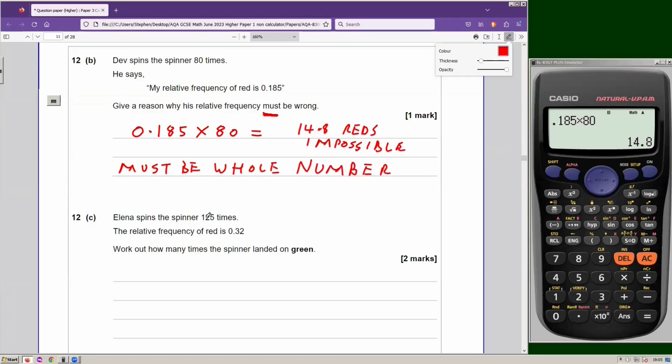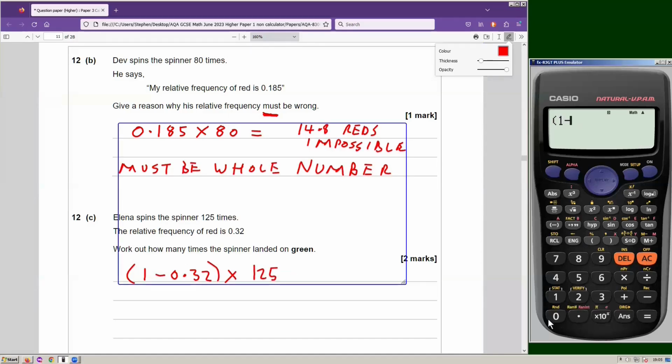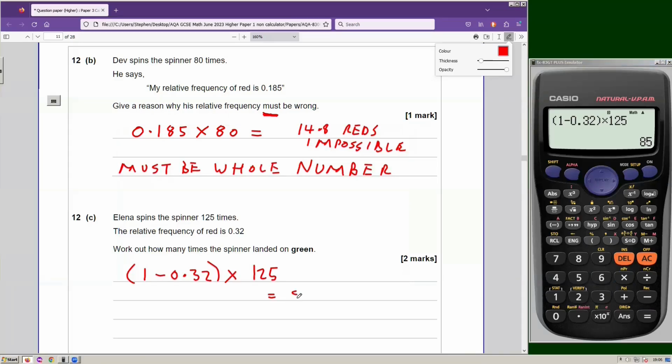Eleanor spins the spinner 125 times. The relative frequency of red is 0.32. Work out how many times the spinner landed on green. Well, that's everything else. So it's going to be 1 minus 0.32 times 125. Equals 85 times.